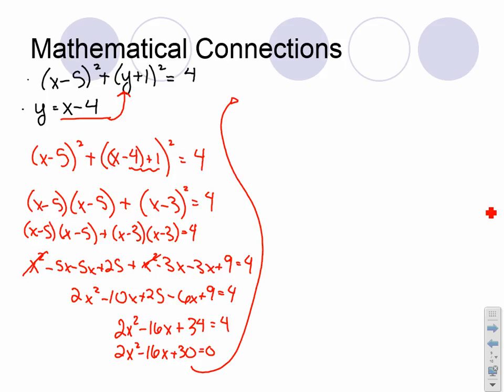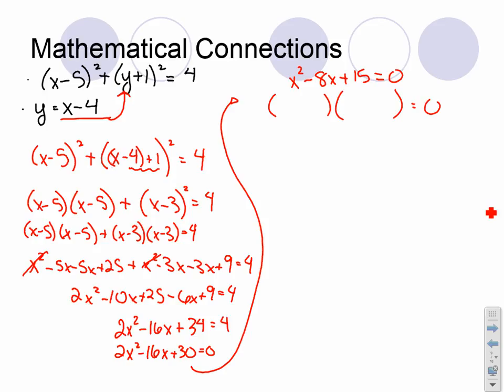Okay, factoring, I like my life to be easy. Factoring is somewhat hard, so I want to try to do the easiest thing possible. So I'm going to get x squared by itself, which means I'm going to divide out that 2 first. When I divide out 2 from everything, I end up getting x squared minus 8x plus 15 is equal to 0. Okay, so now I have to think, well, how do I factor?